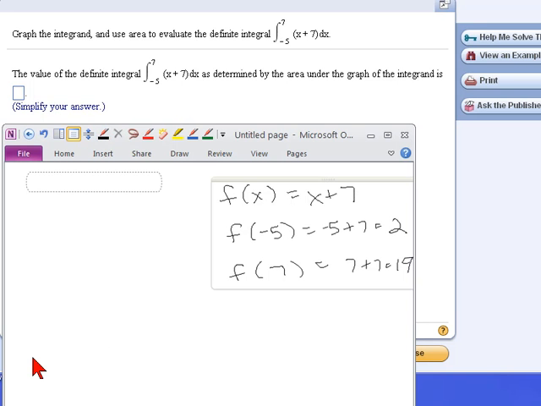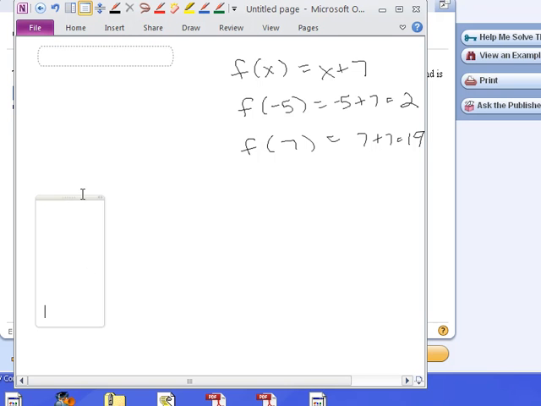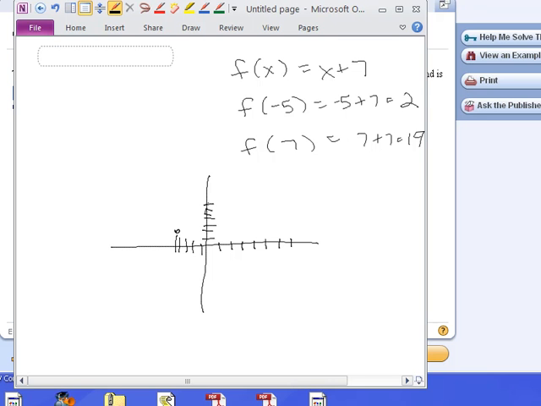So if we want to think about our graph here, let's see if I can get some more space. We're going to look at the line x plus 7, but we're only going to consider it from -5, so at -5, 2 here, and then at 7, 14. So it's this line.